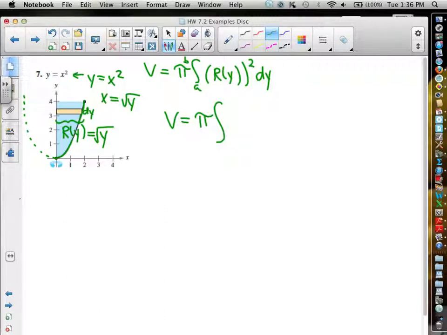So look at that rectangle. The rectangle's going to move up and down this time since the rectangle's horizontal. How far down and how far up does the rectangle range? 0 to 4 this time. The x values go 0 to 2, but the y values go 0 to 4 since that rectangle's horizontal. All right, and then my formula is radius squared, so square root of y squared. Square root of y squared is just y.